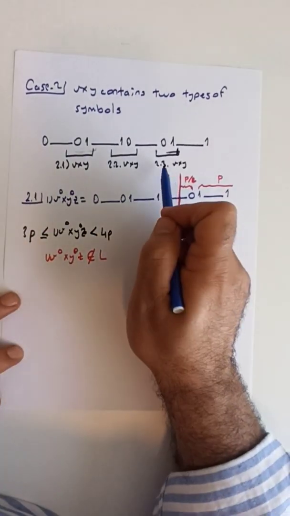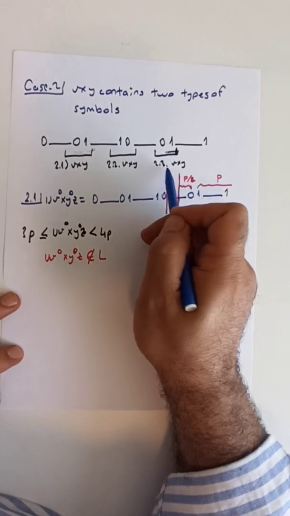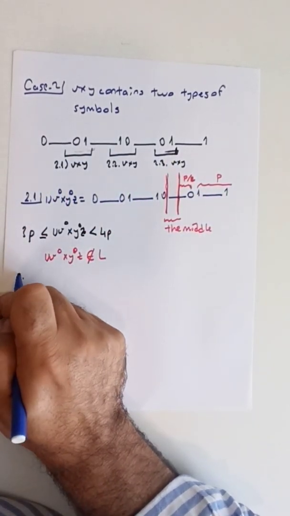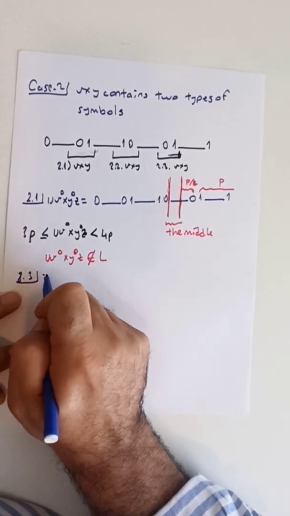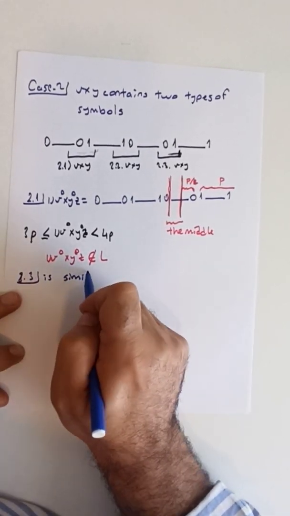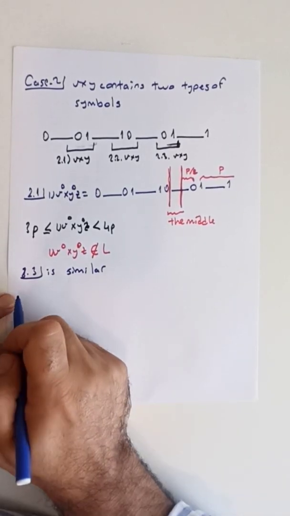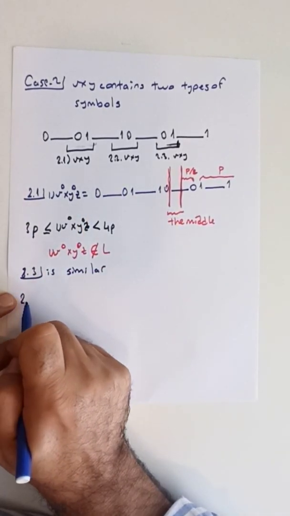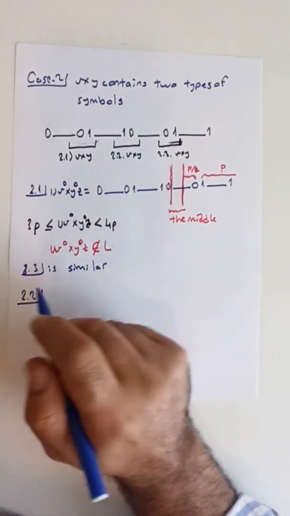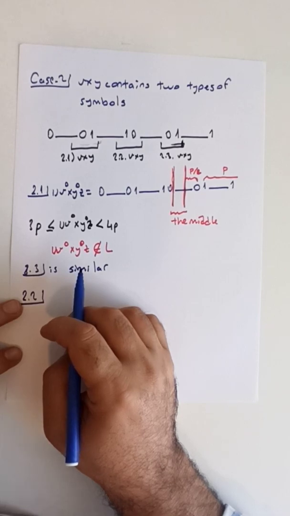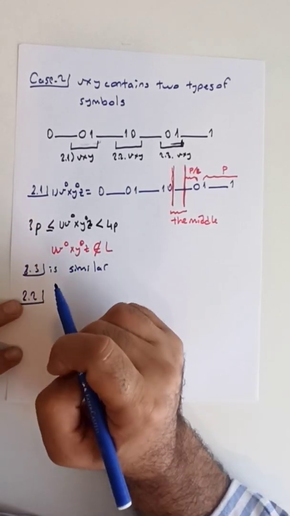Note that case 2.3 will almost be the same as 2.1, so 2.3 is similar. Therefore, we won't go into details of this subcase 2.3. Let's now consider case 2.2. Since this requires different attention, we will cover this in a little more detail than 2.3.